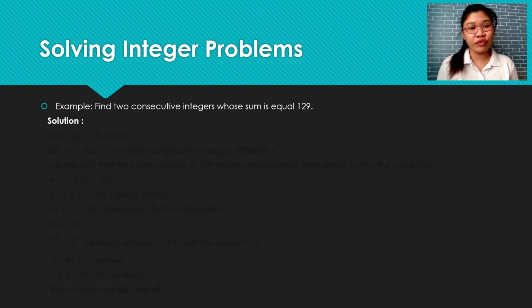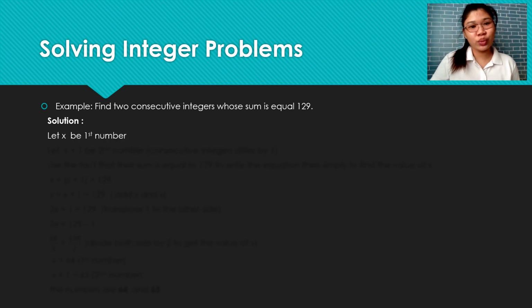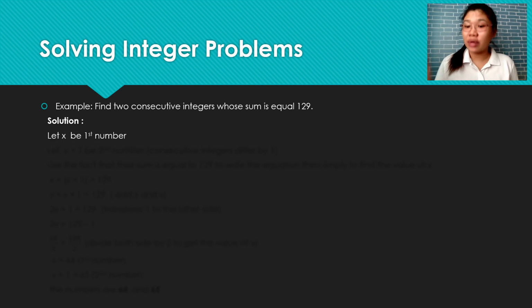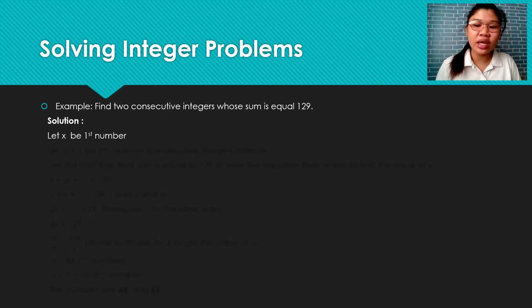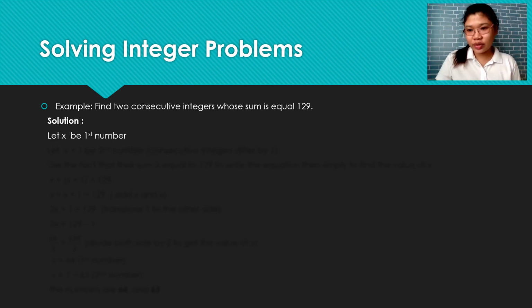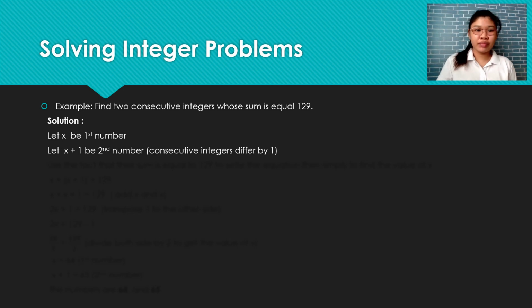So solution, of course, we have to have proper representation. And again, we'll be using x because this is the most commonly used variable. But again, as I am always saying, you can always use any variable available as long as you know what you are doing. So let x be the first number, and let x plus 1 be the second number.